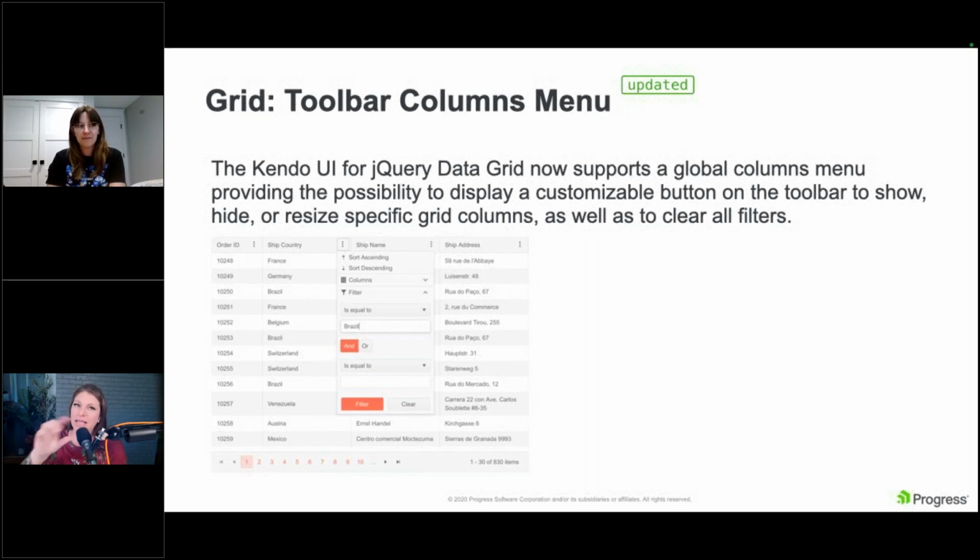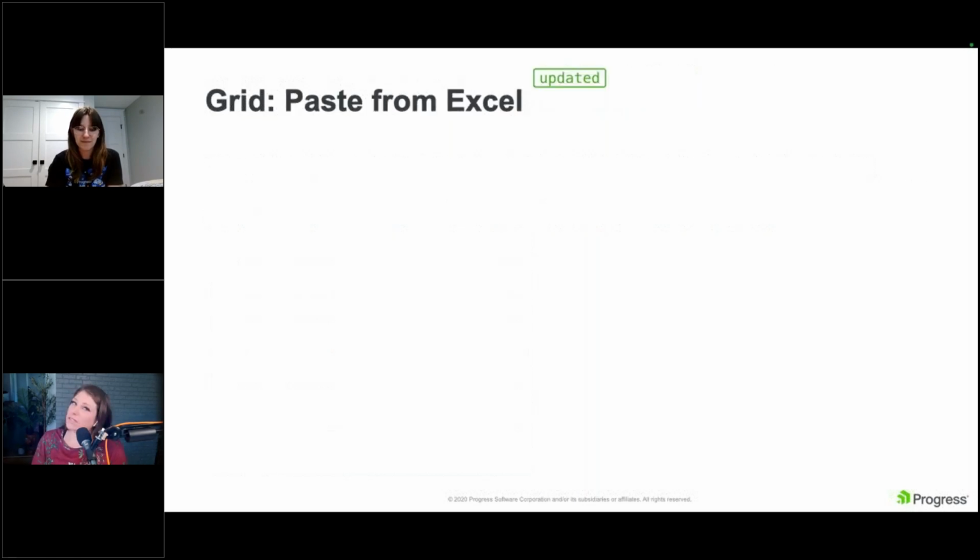So the jQuery DataGrid now supports a global columns menu. And this is basically a place to have a customizable button on the toolbar to show, hide, resize specific grid columns, as well as clear all filters. And so yes, the toolbar columns menu was added to the grid. We're still not done yet though.